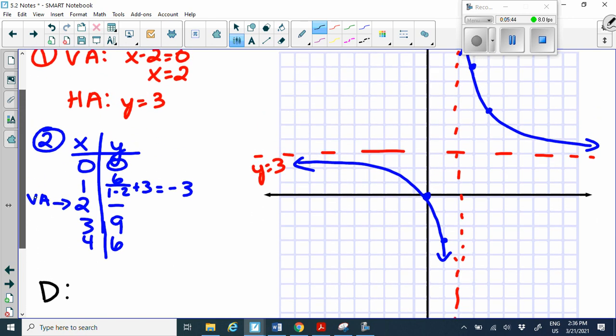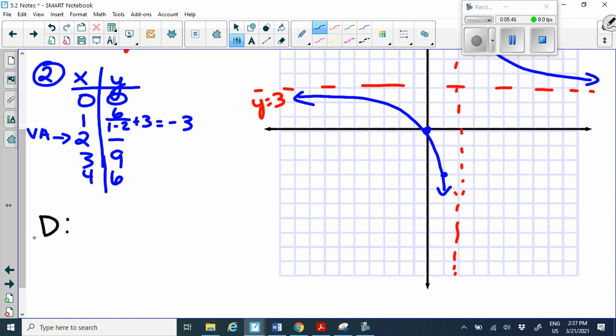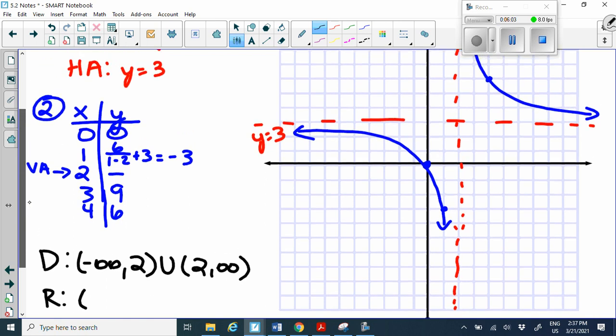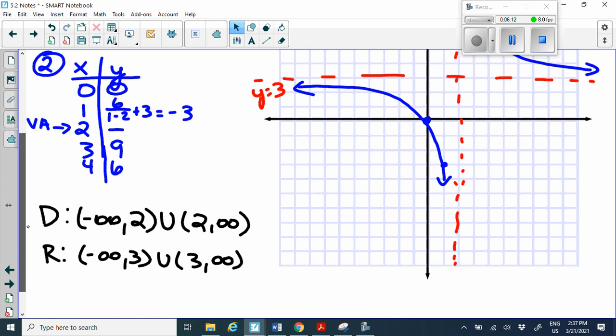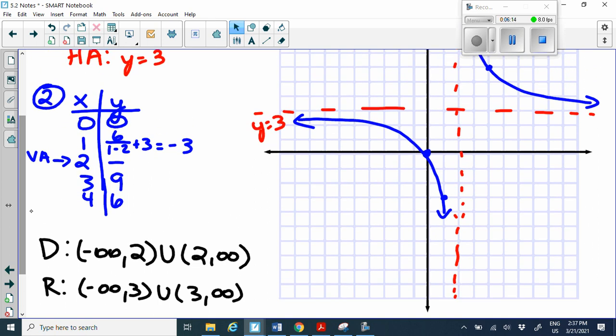Now remember, domain goes off of the vertical asymptote. We said the vertical asymptote is 2. So all we have to do is go from negative infinity to 2, and then 2 to infinity. Because remember, really what that is saying is that we are going to hit all the positive and negative x values except for 2. Now range goes off of the horizontal asymptote. And so our horizontal asymptote was 3. So we're going to go from negative infinity to 3, and 3 to infinity. And that's going to be our final answer there.